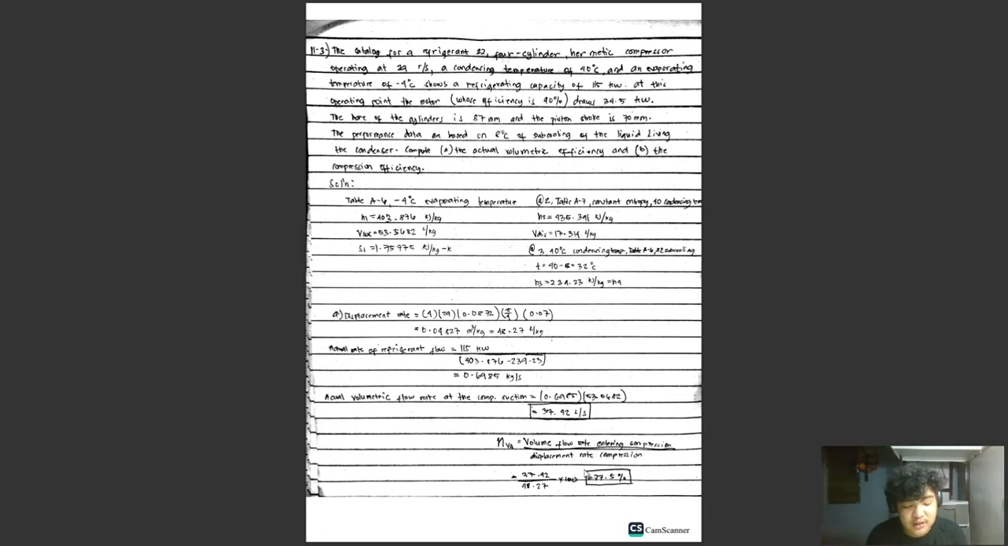the compression efficiency. The solution: table A-6, -4 degrees Celsius evaporating temperature. We have the value of H1 equal to 403.876 kilojoule per kilogram, our VSOC is 53.5682 liters per kilogram, and our S1 is 1.75775 kilojoule per kilogram K.